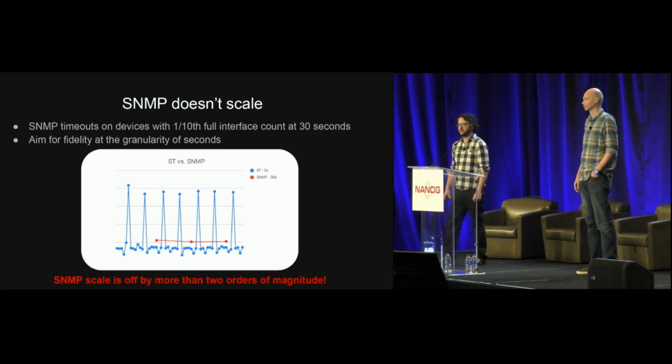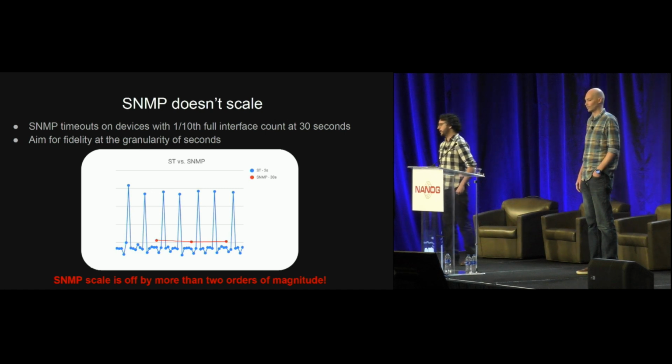For systems that we've seen built during 2017, 2018, modern systems, we still can't scale them over 1/10 of their full interface counts and pull data at 30-second intervals. We get SNMP timeouts, so we're not getting data back within the polling interval that we have. The problem is here we want data on the granularity of seconds. We want fidelity of the data to show us what's happening in single-digit seconds.